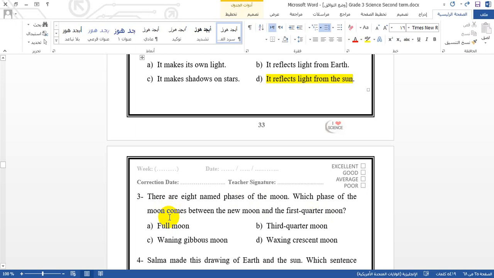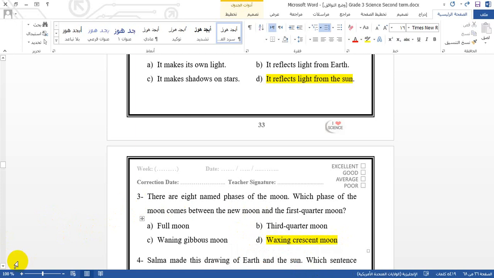So the full moon, waning gibbous moon, or the third quarter moon, or waxing crescent moon. So which one of them is the correct answer here? Waxing crescent moon. Okay, this is the correct answer. The waxing crescent moon is the correct answer, letter D. This is question number 3.